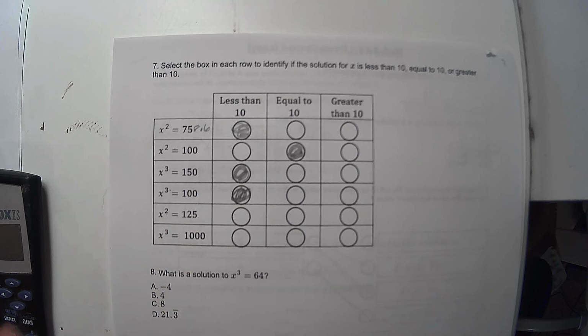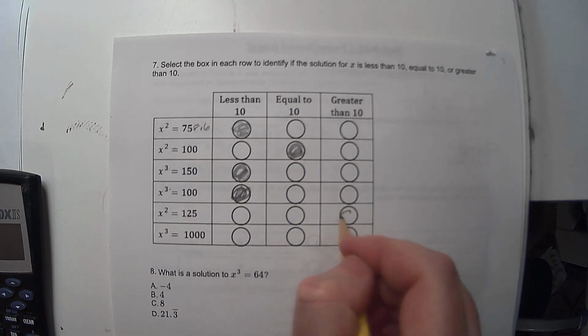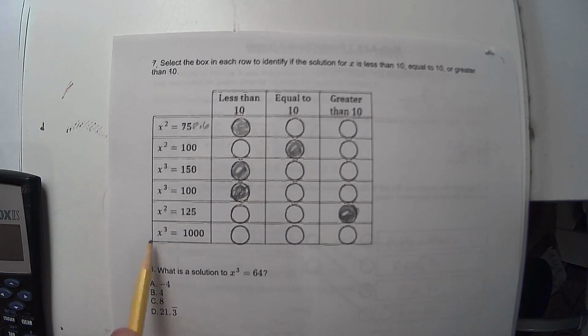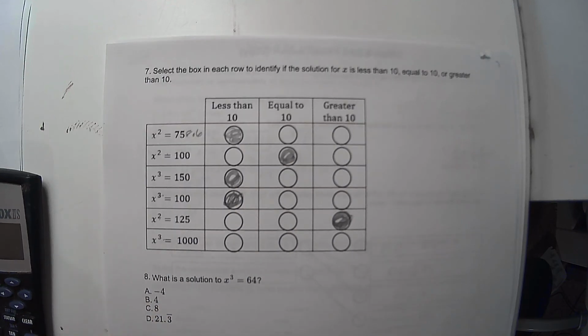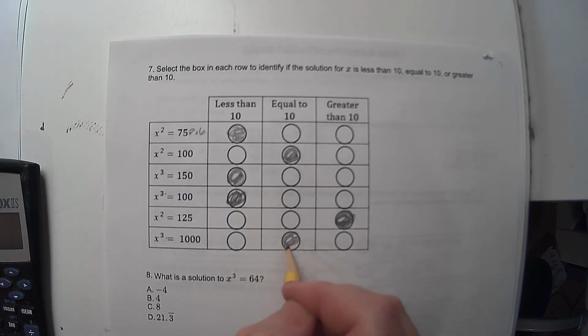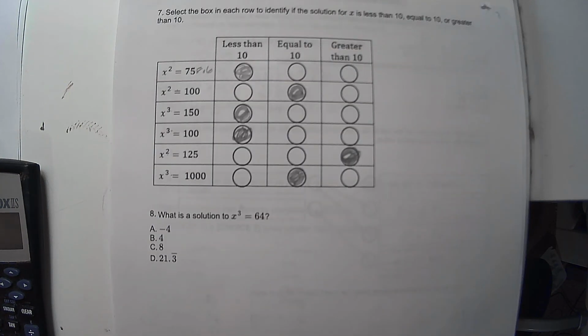Then we've got a square root. Second, x squared, 125, enter. It's going to take me to 11, so greater than 10. And then we've got a third root again, so 3, second, root, 1,123, enter. That's going to take me to equal to 10. Alright, and then finally our last one.